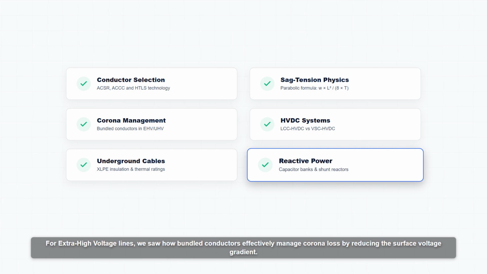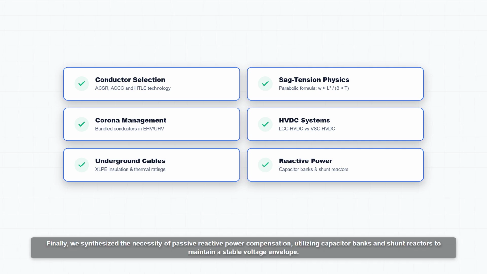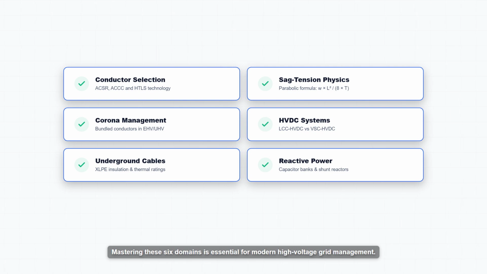For extra high voltage lines, we saw how bundled conductors effectively manage corona loss by reducing the surface voltage gradient. Transitioning to system architectures, we compared LCC and VSC HVDC technologies and examined the thermal rating limitations of underground XLPE cables. Finally, we synthesized the necessity of passive reactive power compensation utilizing capacitor banks and shunt reactors to maintain a stable voltage envelope. Mastering these six domains is essential for modern high voltage grid management.